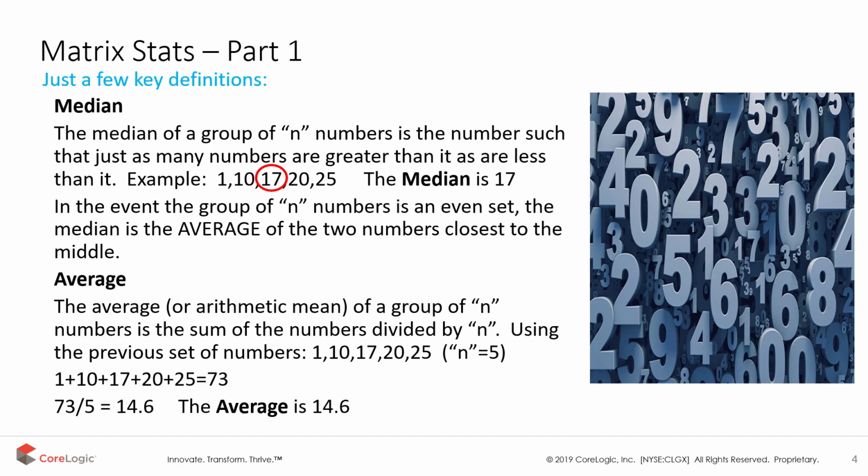Let's look at average. The average, or arithmetic mean, of a group of n numbers is the sum of the numbers divided by n. Using the previous set of numbers, 1, 10, 17, 20, and 25, n equals 5, there are 5 numbers in the series, 1 plus 10 plus 17 plus 20 plus 25 equals 73. We divide that by 5 to come to 14.6.